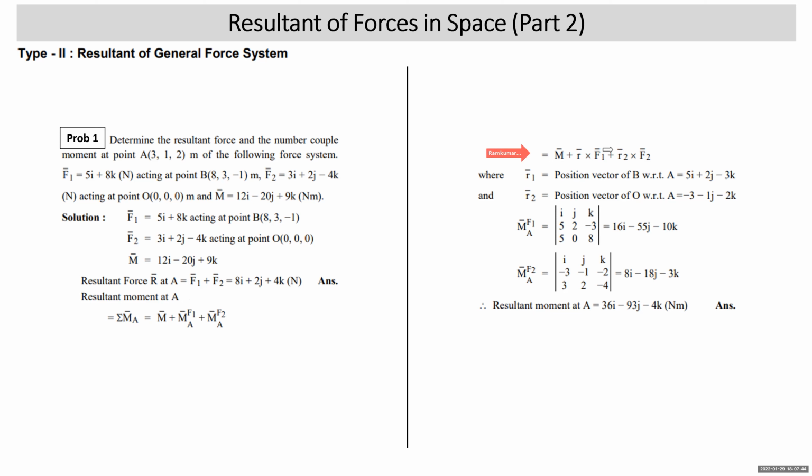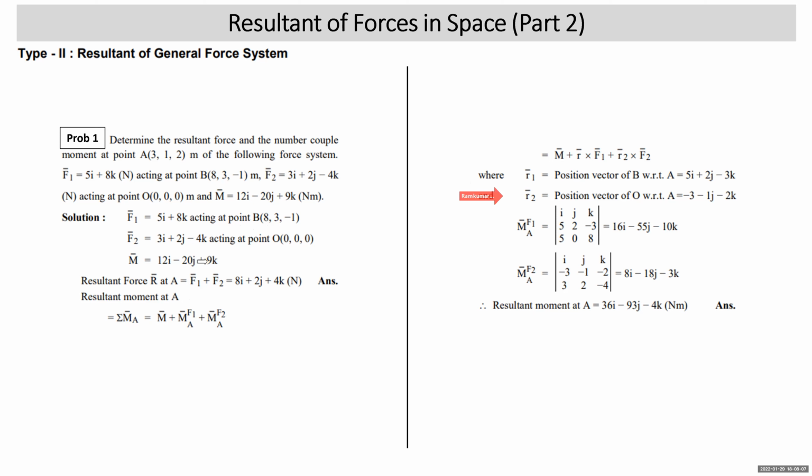Moment of F2 about A is R2 cross F2. R1 bar is the position vector of point B with respect to A. So B minus A. B is (8, 3, 1) and A point coordinates are (3, 1, 2). So B minus A is 8 minus 3, 5i; 3 minus 1, 2j; 1 minus 2, minus 1k.